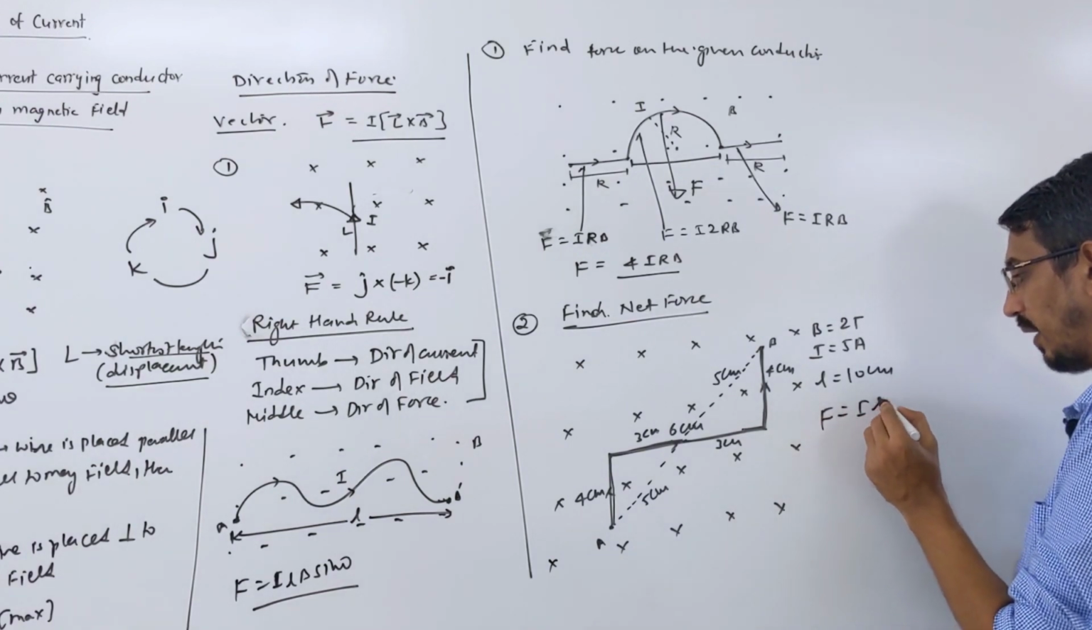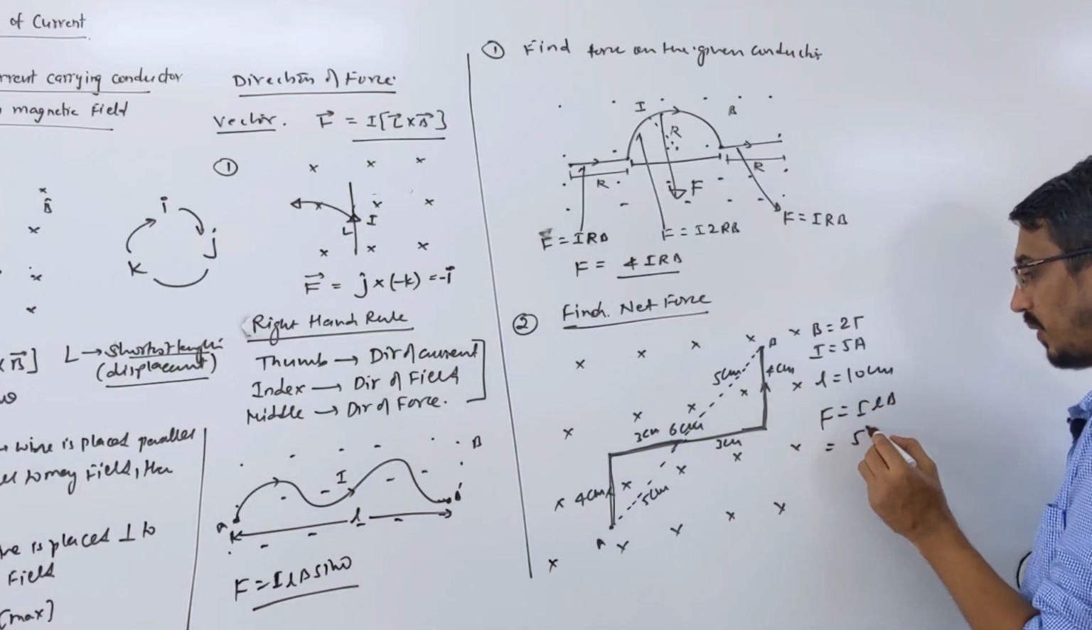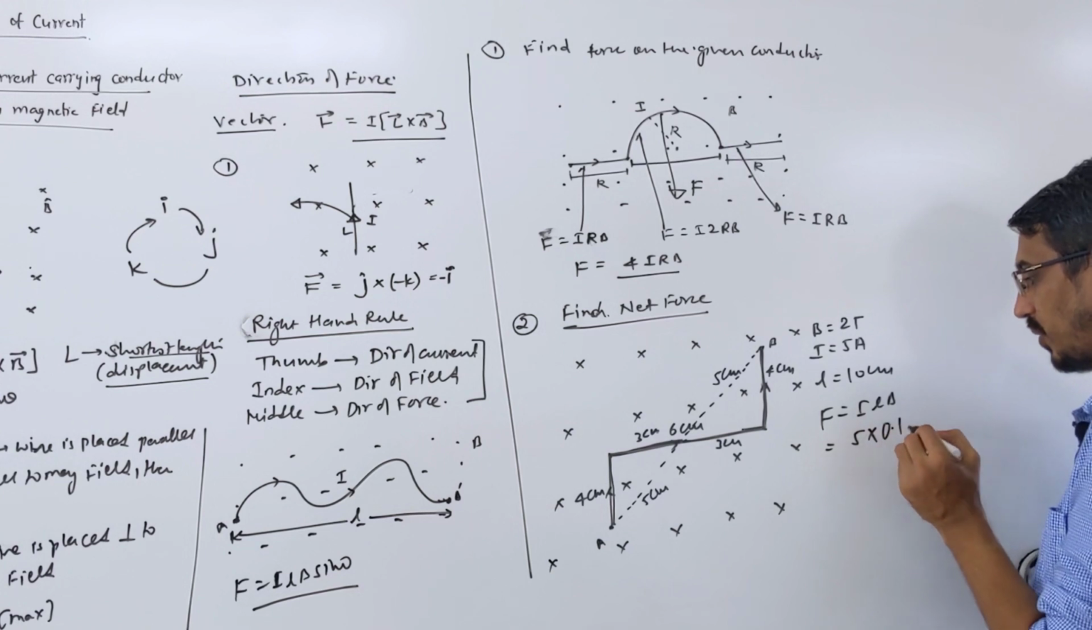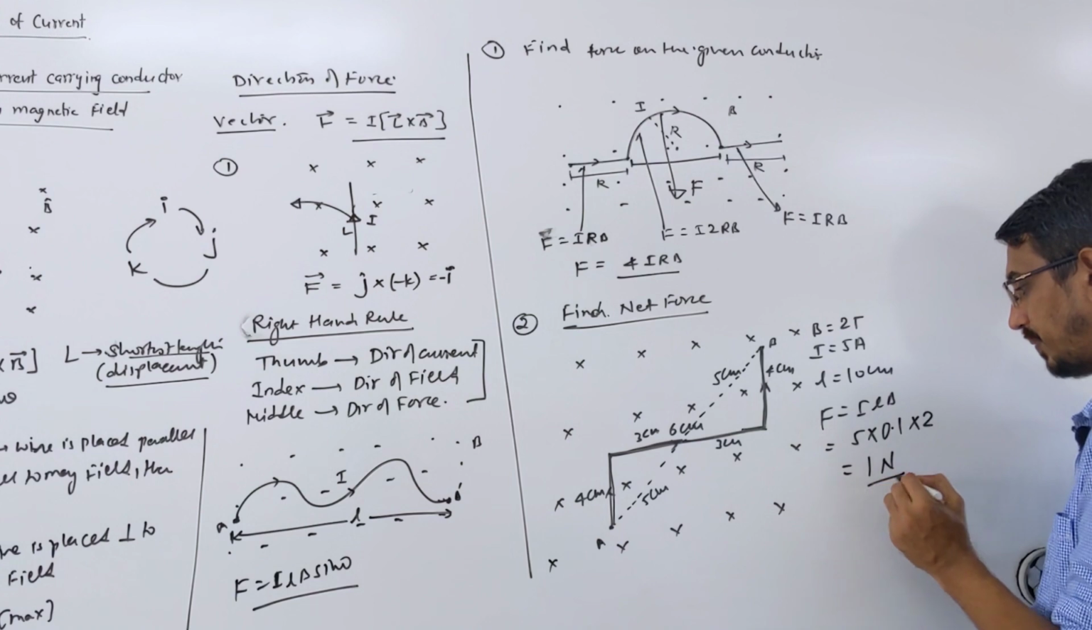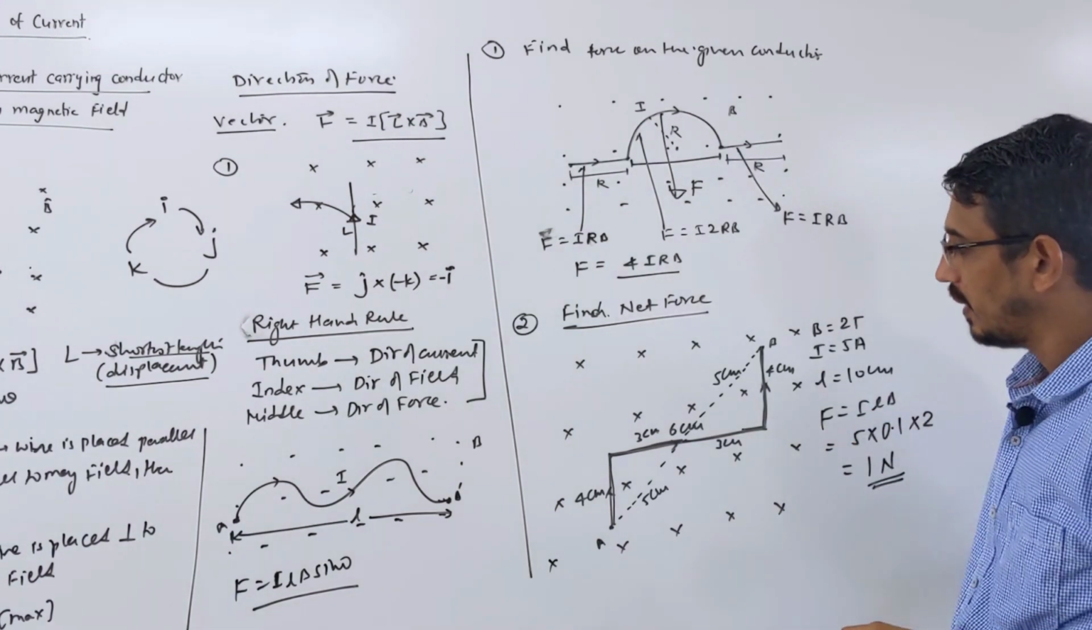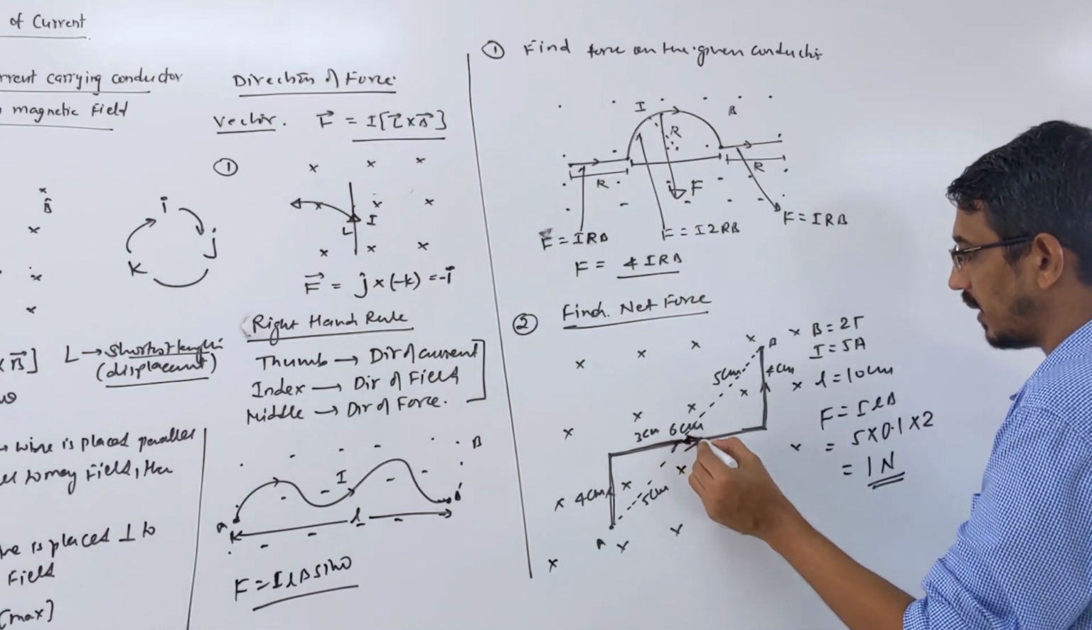Now you have to do the same calculation. Force is what? I L B. Okay. So current is what? 5 ampere. Length is 10 centimeter, 0.1 meter. Magnetic field is what? 2. So this becomes what? 1 Newton. Correct? Yes. If they ask direction of force, you can write the direction of force.